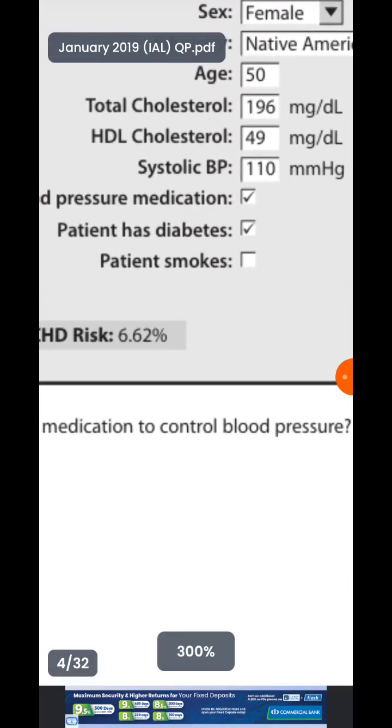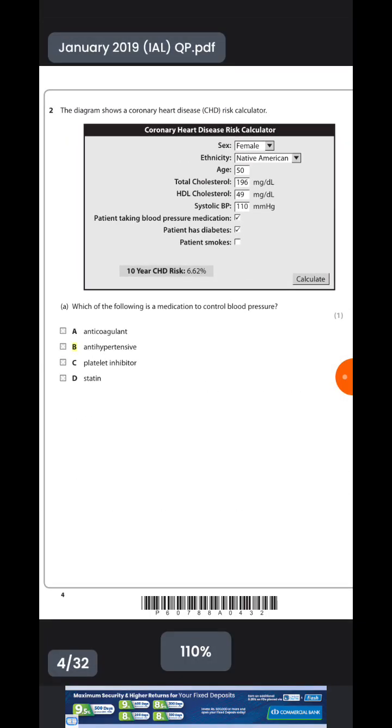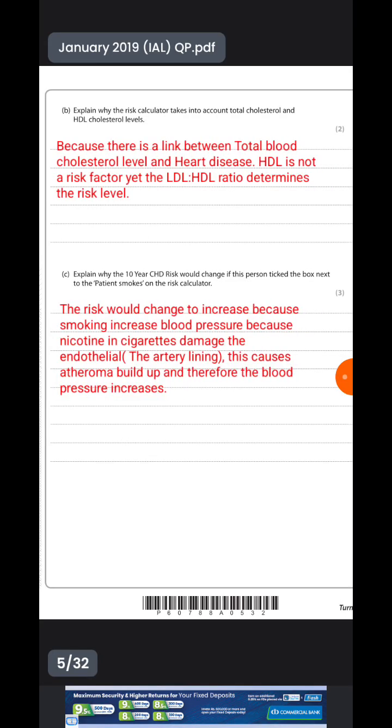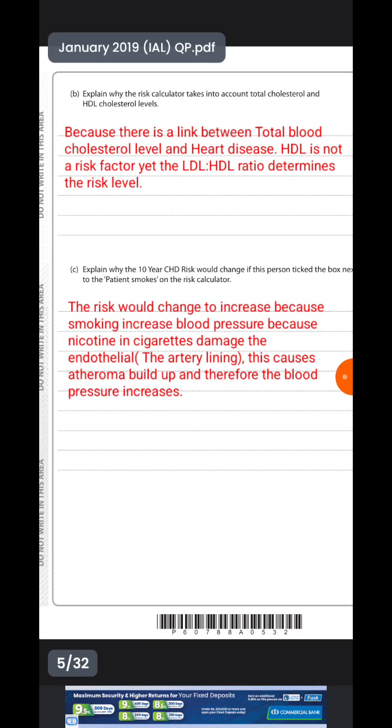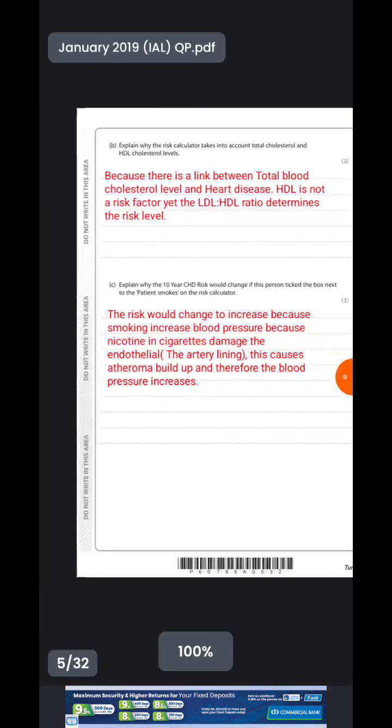So here we can see this particular person has not ticked the patient smokes part. They are asking what if the person ticked it and what would happen to the risk. The answer is the risk would change to increase. That means the risk will be greater than 6.62%.